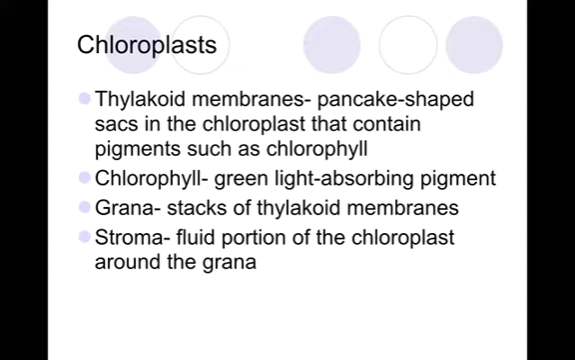And these are like pancake, coin-shaped sacs. Chlorophyll is the green pigment that absorbs light. So what it does is it absorbs light, reflecting green. Grana makes up the chloroplast also. These are the stacks of the thylakoid membrane. So they look like coins stacked on top of each other. The stroma is the fluid of the chloroplast around the grana. So that's how a chloroplast is made.